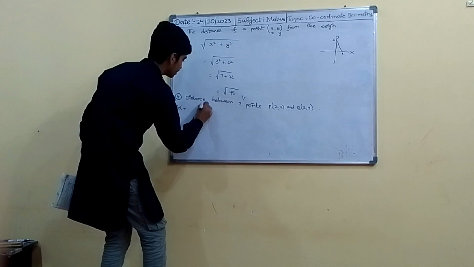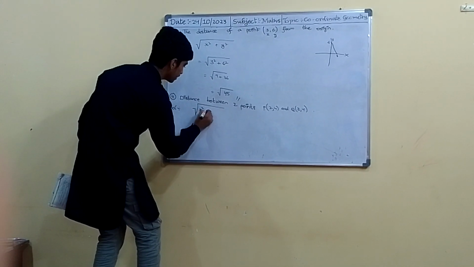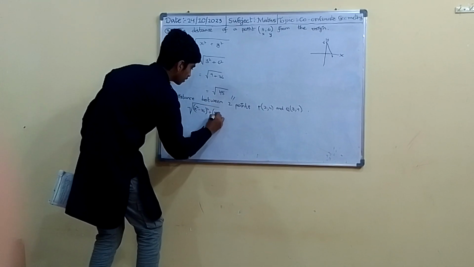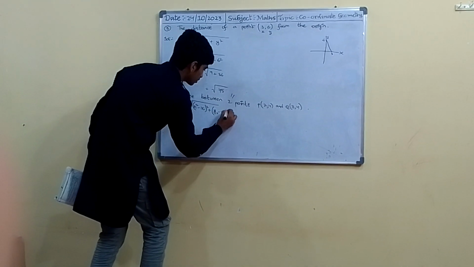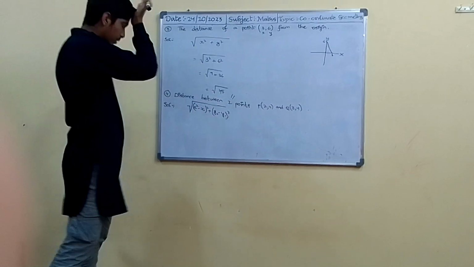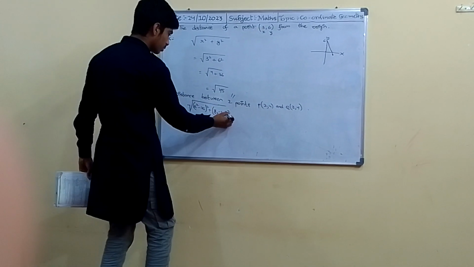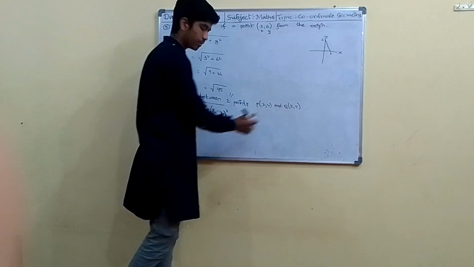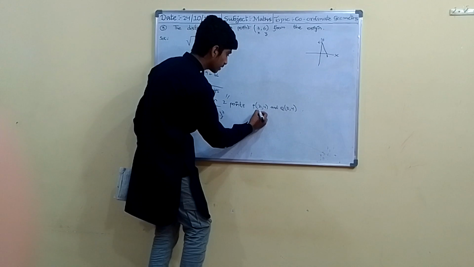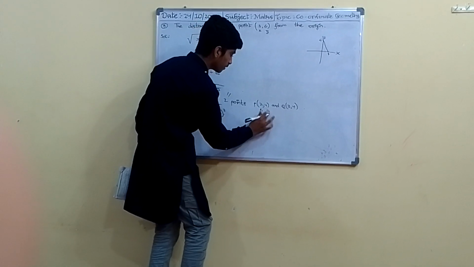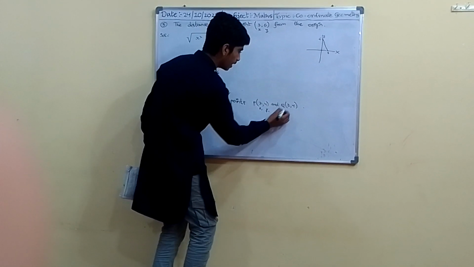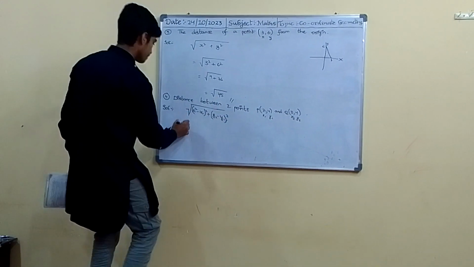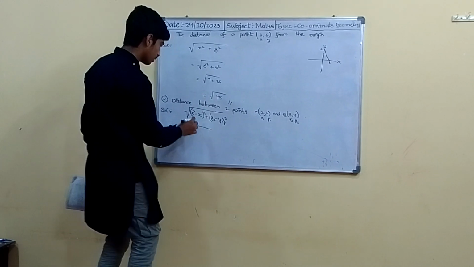The formula is the square root of (x2 minus x1) whole square plus (y2 minus y1) whole square. This is the formula. So we have to note the values x2, x1 and y2, y1. Here the question is P of 2, 4 and Q of 3, 4. So we take the first values as x1, y1 and the second as x2, y2. So these are the values for the given question. Here what is the x value? x2.